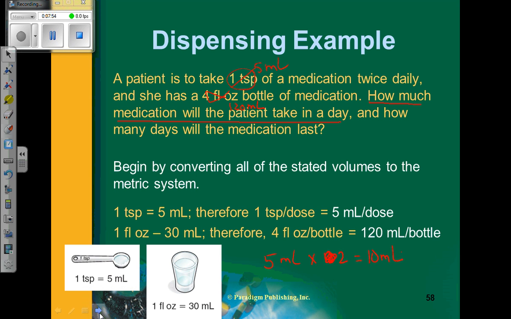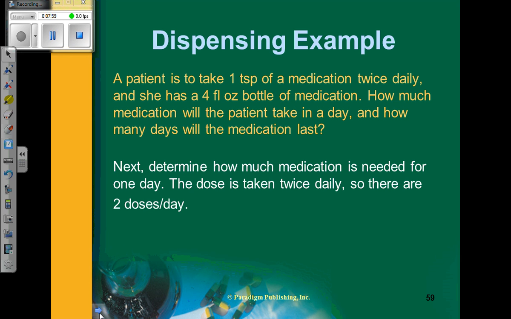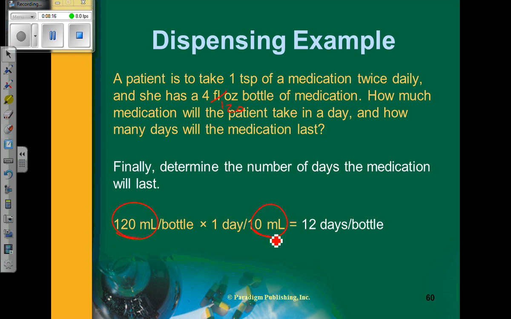You want to know how many days will the medication last? Well, we know we have 120 milliliters. So this is from the previous question. We've already done 10 milliliters a day. And then to determine the day supply, you know you have 120 milliliters in a bottle. That's where we get that. And we're taking 10 milliliters a day. So all you do is you take your 120 and divide it by your 10. That would be the easiest way to just do it. And it comes out to be 12. So that bottle will last them 12 days.